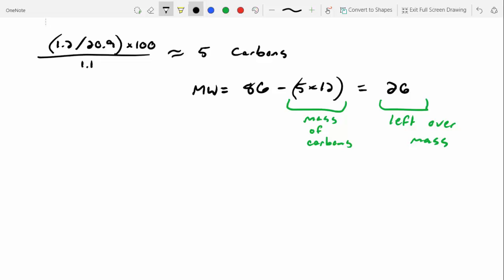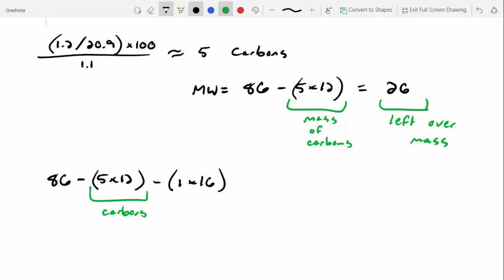So let's just say we've got 86 minus 5 times 12. That was our carbon set, so these account for our carbons. What was somebody else's idea? Yeah, minus an oxygen, so we do 1 times 16. We could say, well, maybe this is an oxygen.